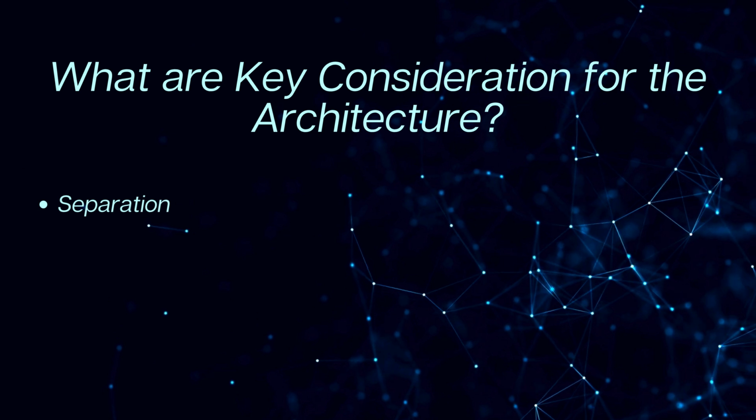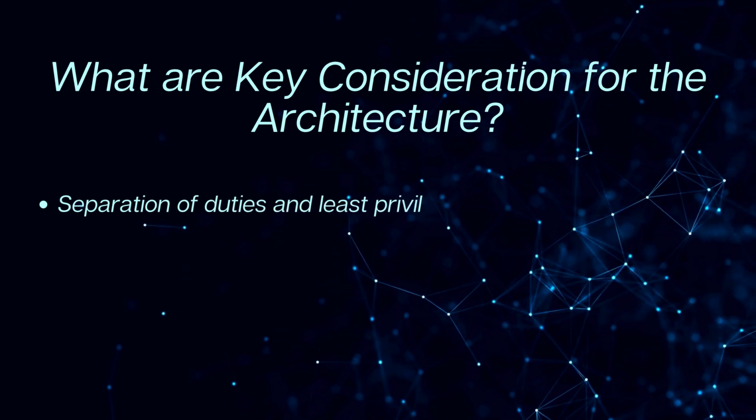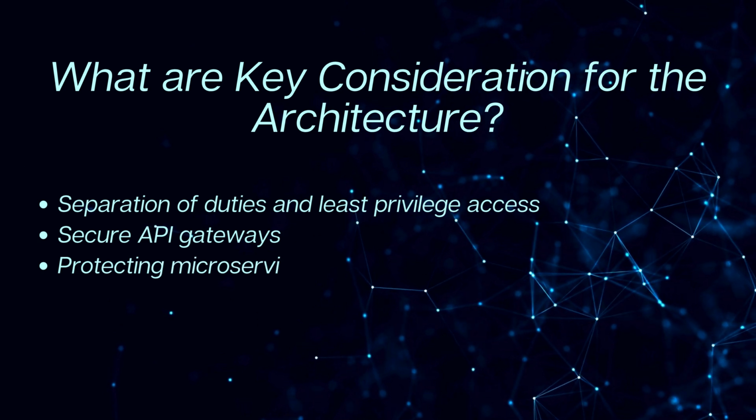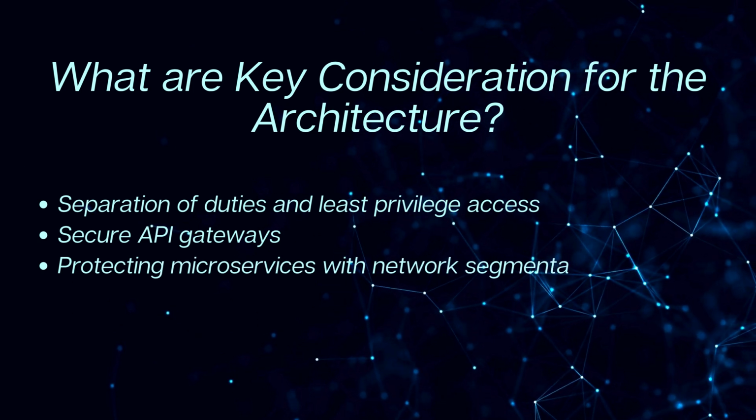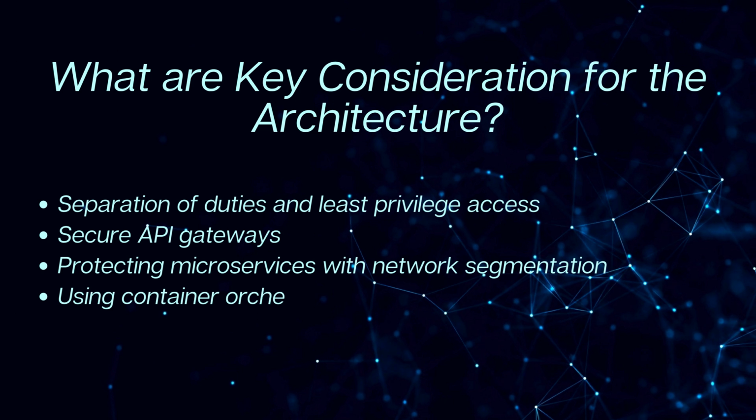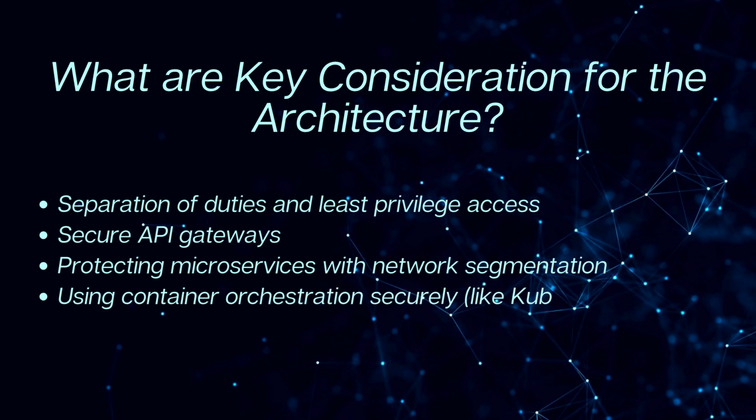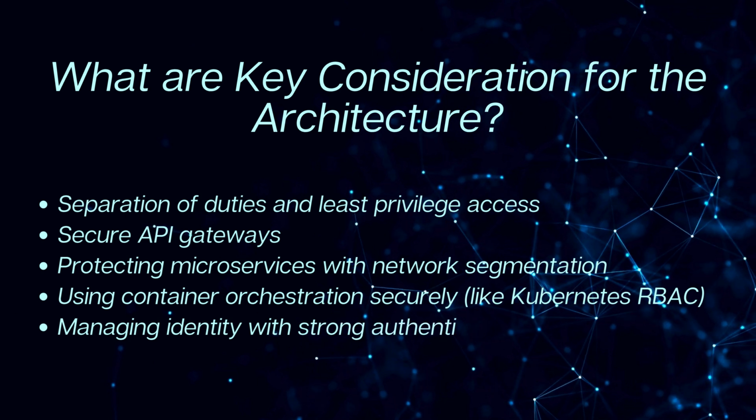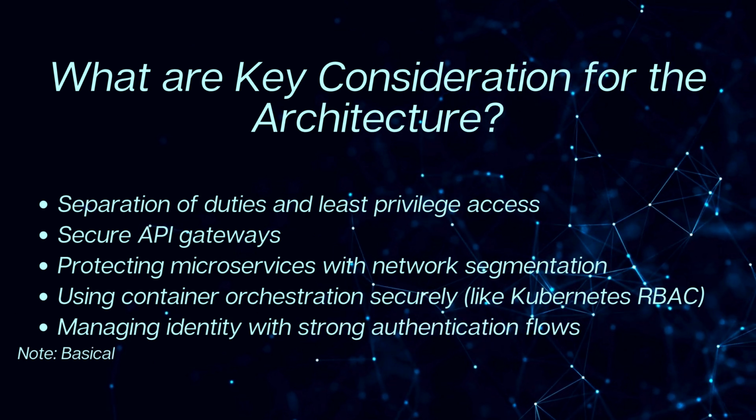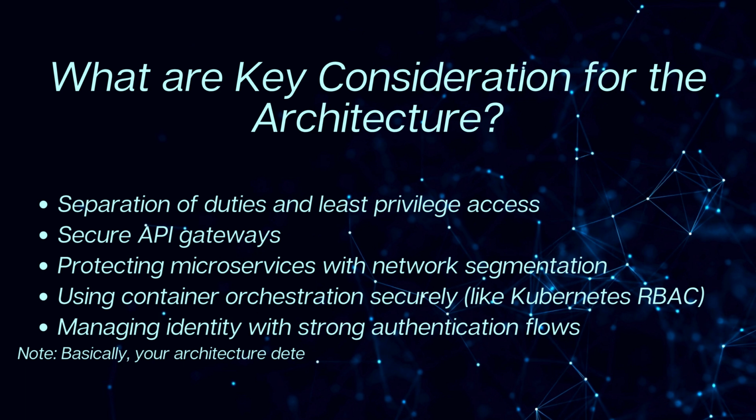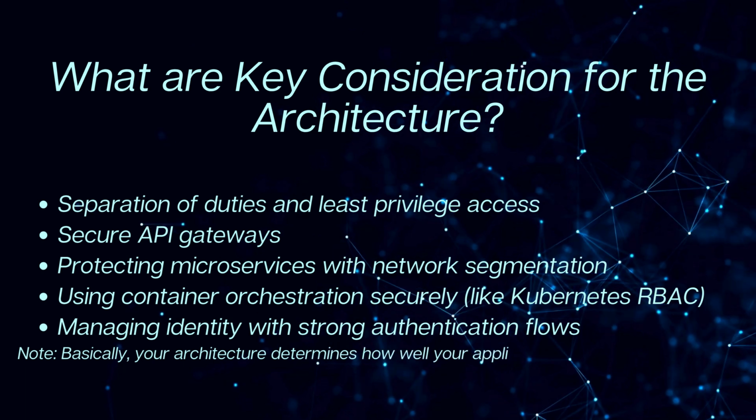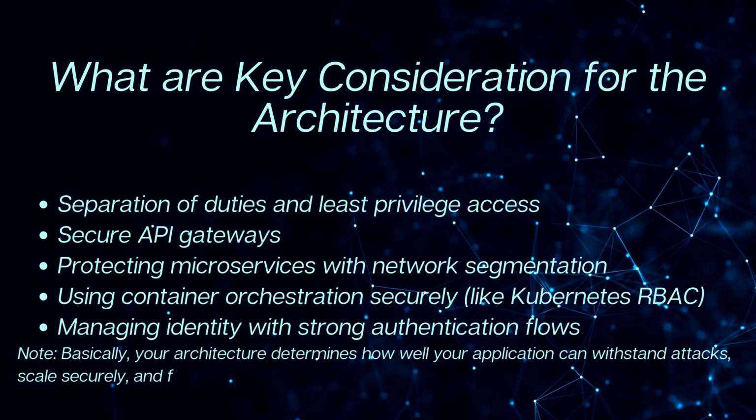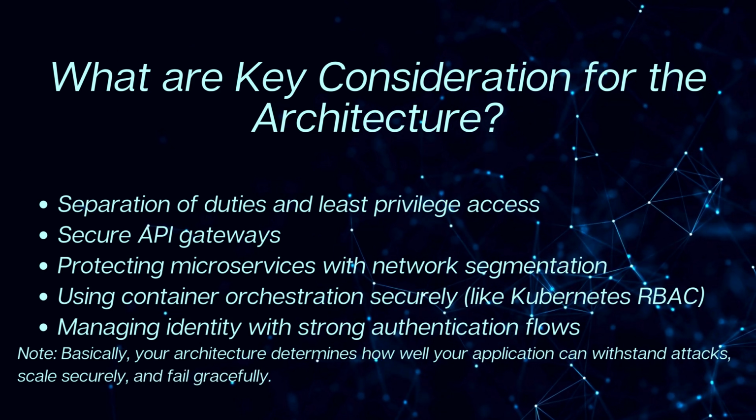Key considerations include separation of duties and least privilege access, secure API gateways, protecting microservices with network segmentation, using container orchestration securely like Kubernetes RBAC, managing identity with strong authentication flows. Basically, your architecture determines how well your application can withstand attacks, scale securely, and fail gracefully.